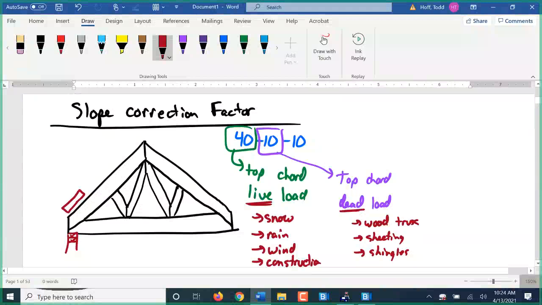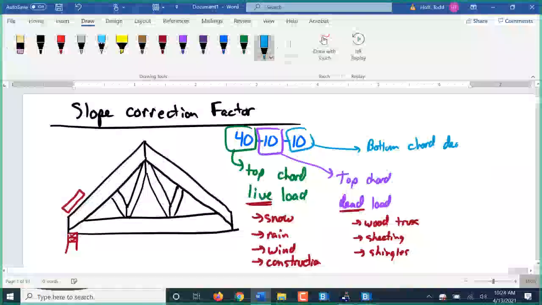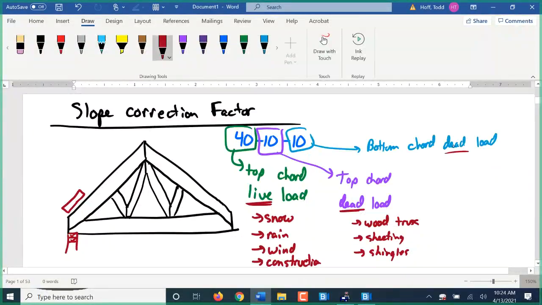The last one, it doesn't really affect us here. This is the bottom chord dead load. Dead again means it's always there. So that's going to be the wood for your bottom chord. It's going to be your ceiling, so your sheetrock or whatever you use for your ceiling, and all your mechanicals. Any vents or wiring or anything like that, it gets strung through the ceiling, is included in that 10 pounds per square foot.